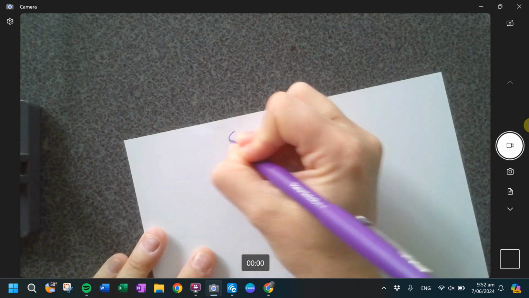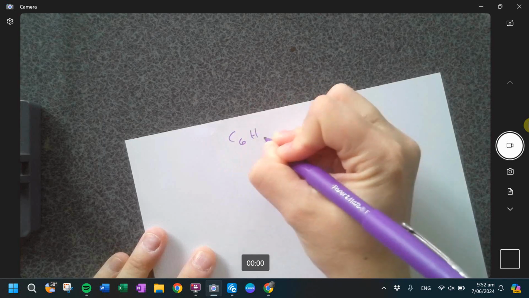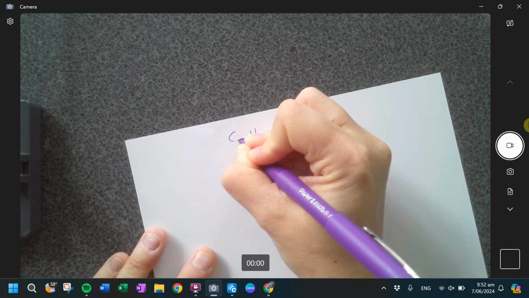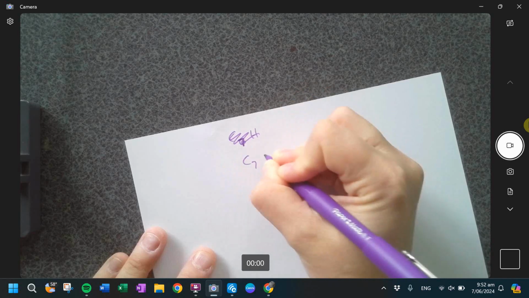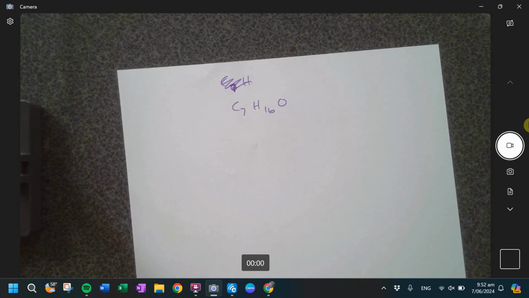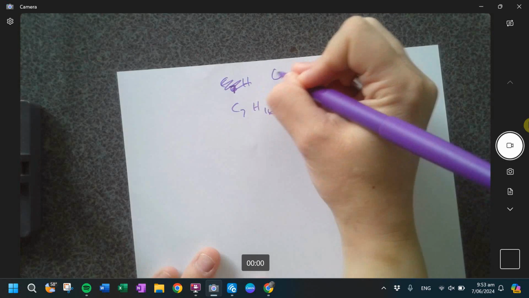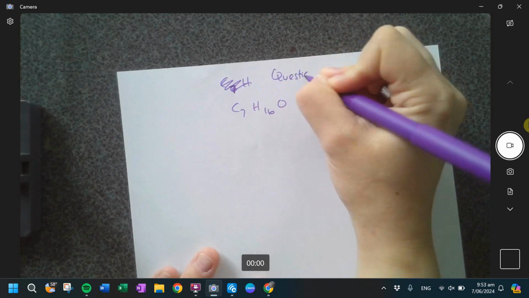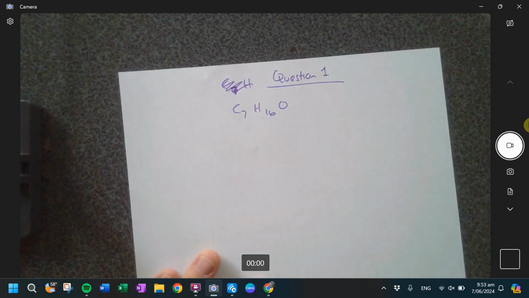All right, so my molecular formula is C7H16O. Agree? Okay. Some things I should do before. So this is coming from question number 1 out of our combination questions.